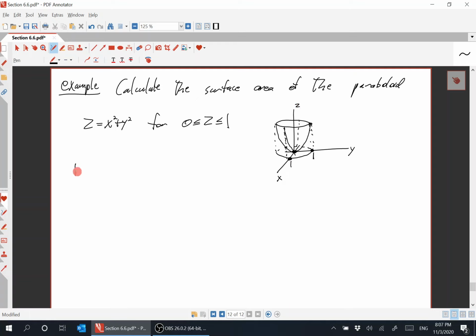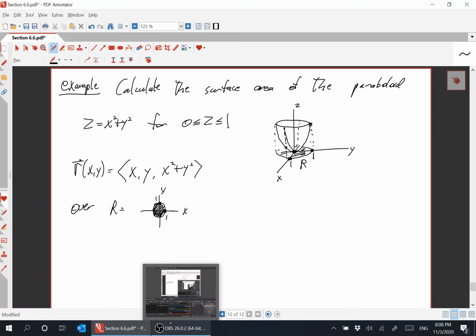So I'm going to use that standard or trivial parameterization. r(x, y) is x is x, y is y, z is the function, x squared plus y squared, over domain R, and that's the circle of radius 1 in the xy plane. That's the circle of radius 1 in the xy plane.